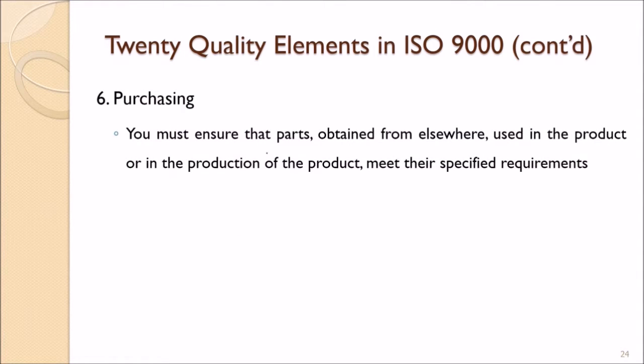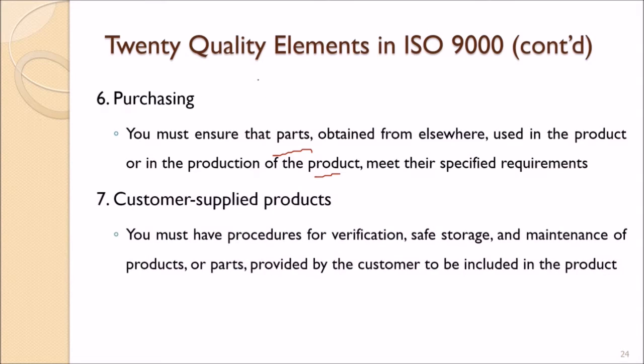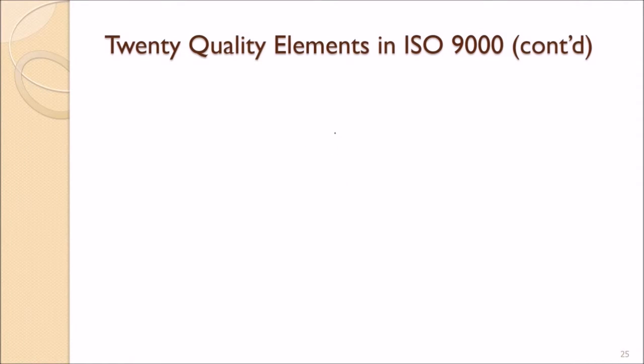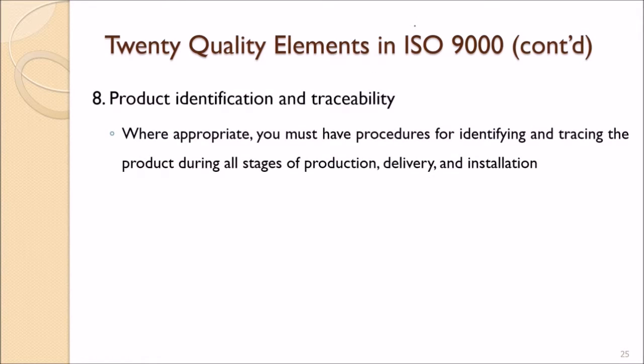Then we come to purchasing. You must ensure that the parts obtained from elsewhere, used in the product or in the production of the product, meet their specified requirements. Then customer supplied products. You must have a procedure for verification and safe storage and maintenance of the products or parts which are provided by the customer to be included in the product. So these are the customer supplied products. You need to take care of this in terms of properly managing and holding them.